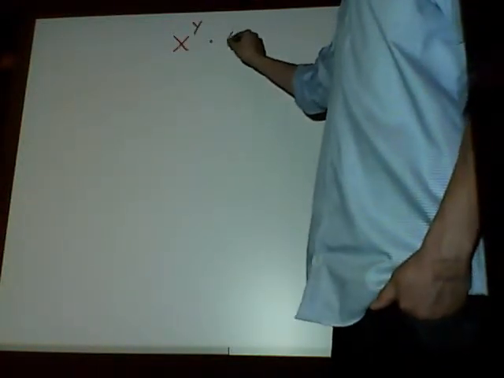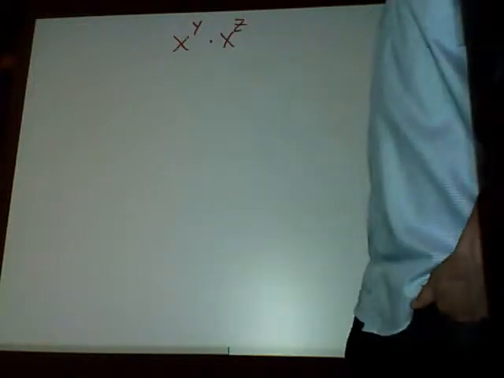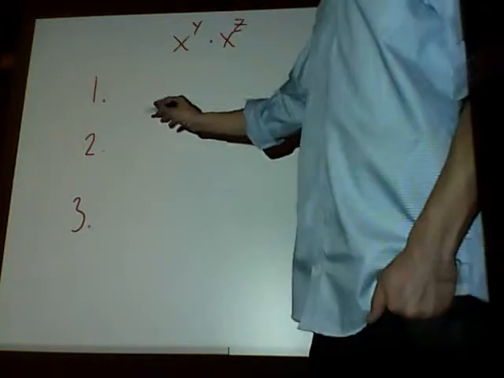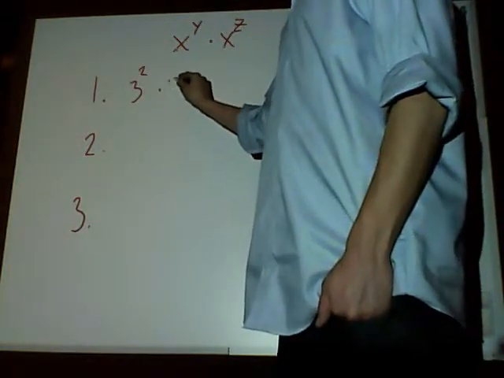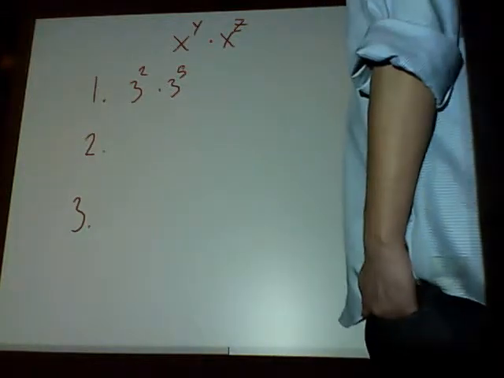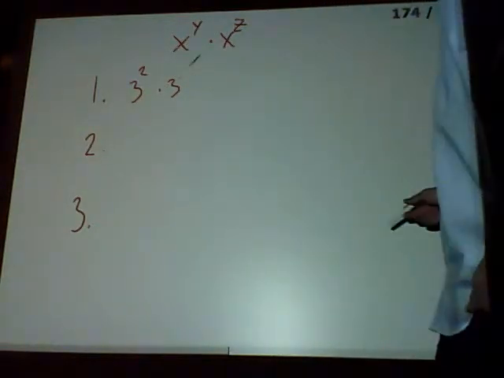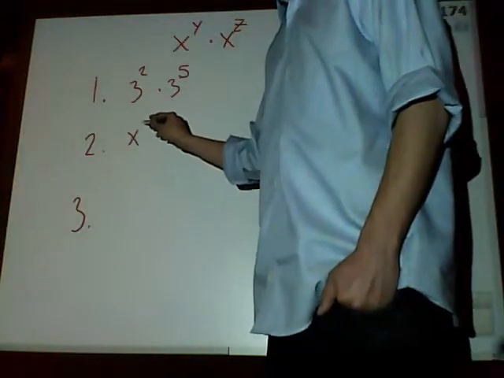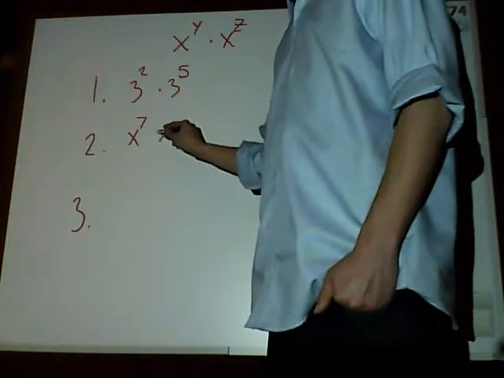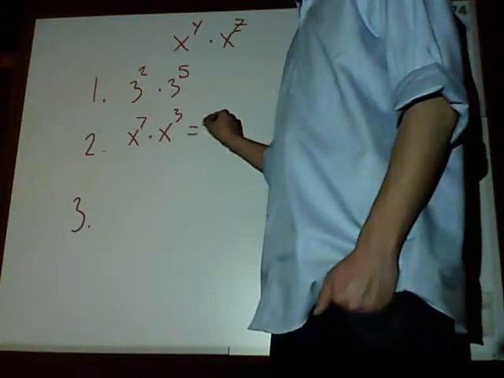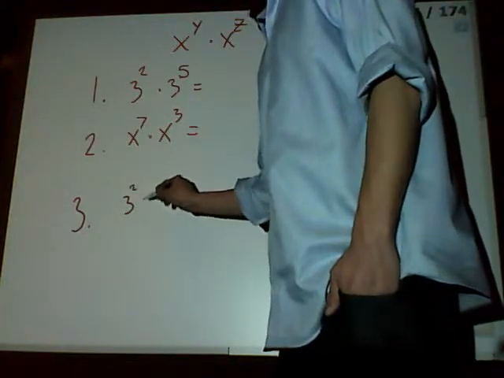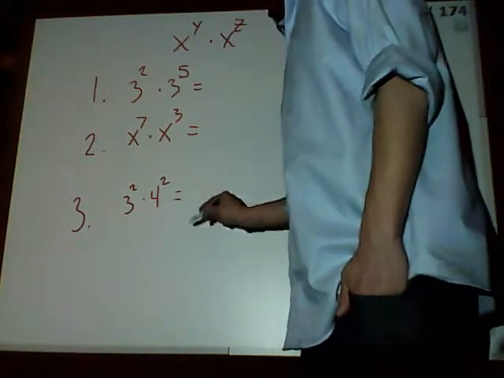Let's try it, okay? So we're going to keep this formula up here so that you can figure out what's going on. Okay, so let's do three different problems. We'll do 3 to the second times 3 to the 5, and then x to the 7th times x to the 3. And the last one we'll do will be 3 to the 2nd times 4 to the 2.